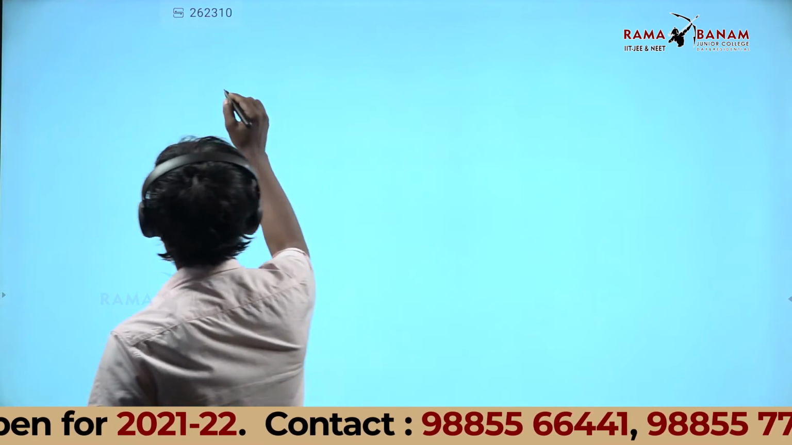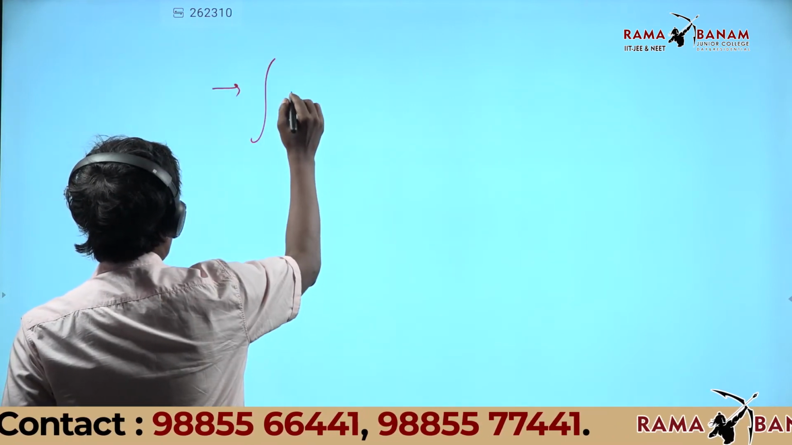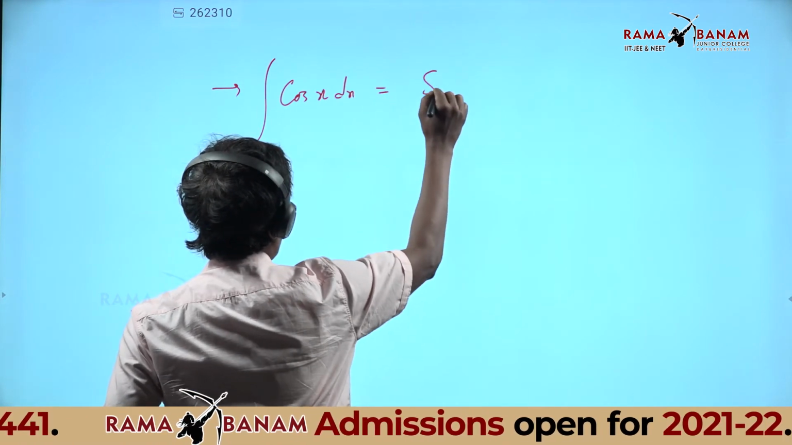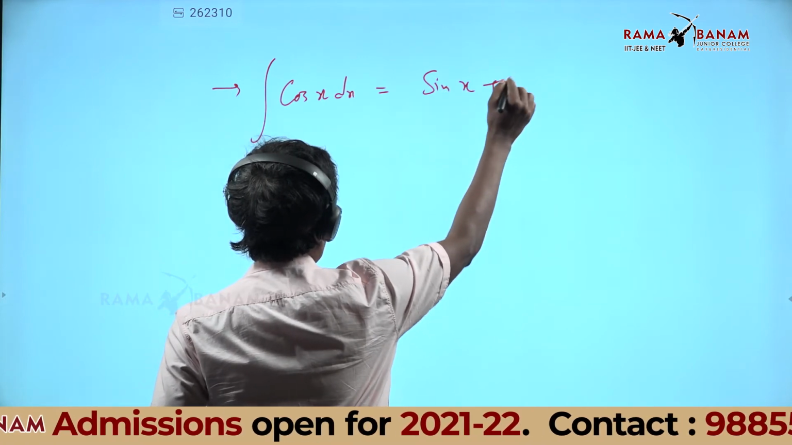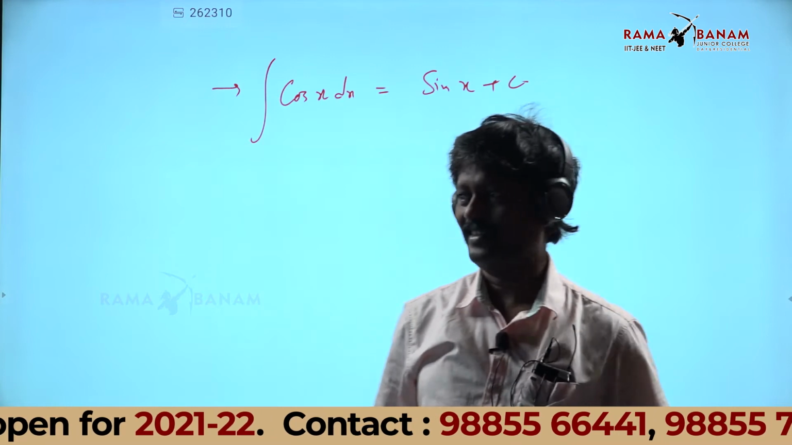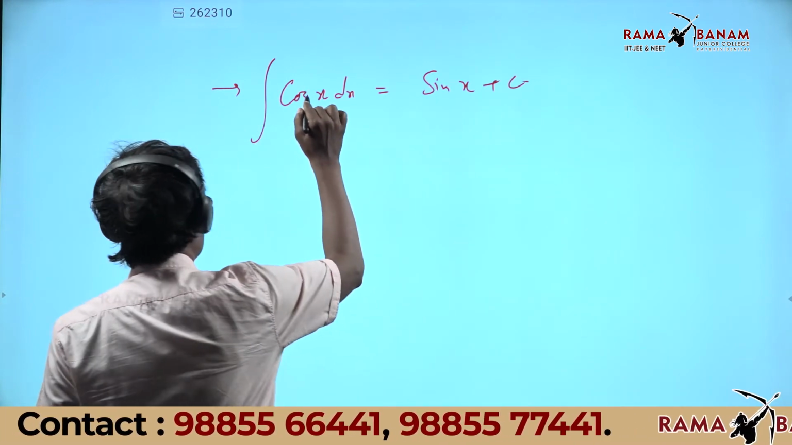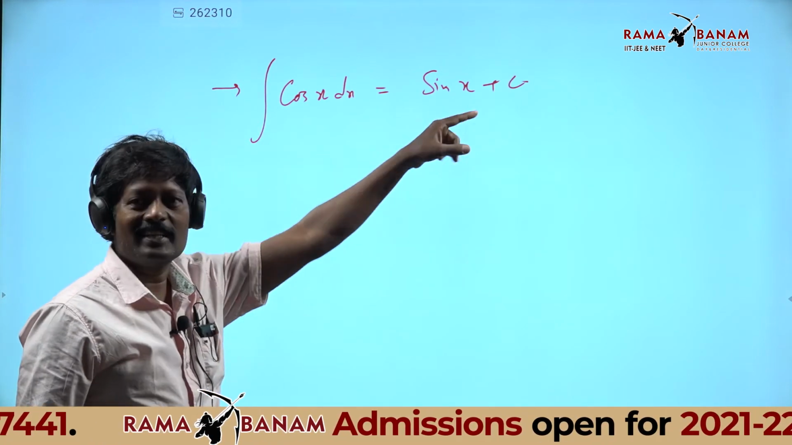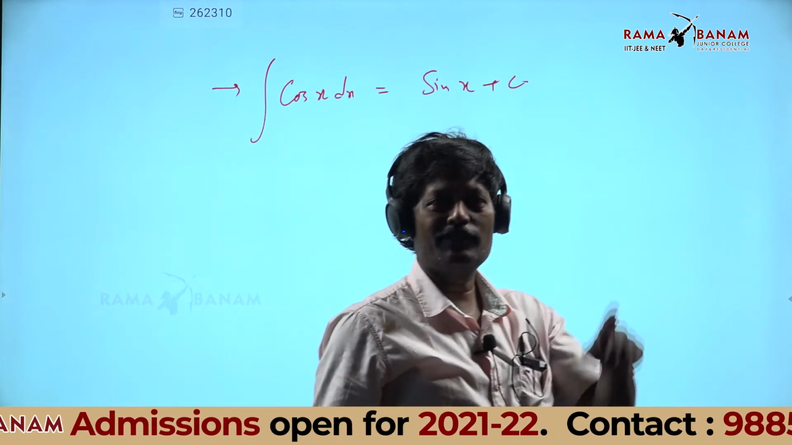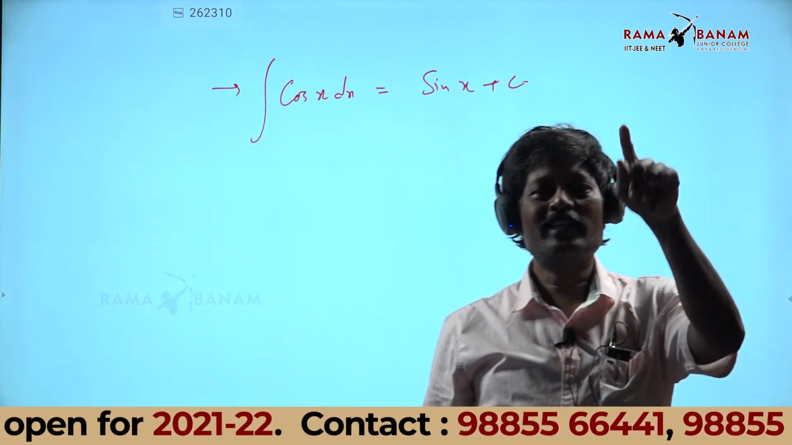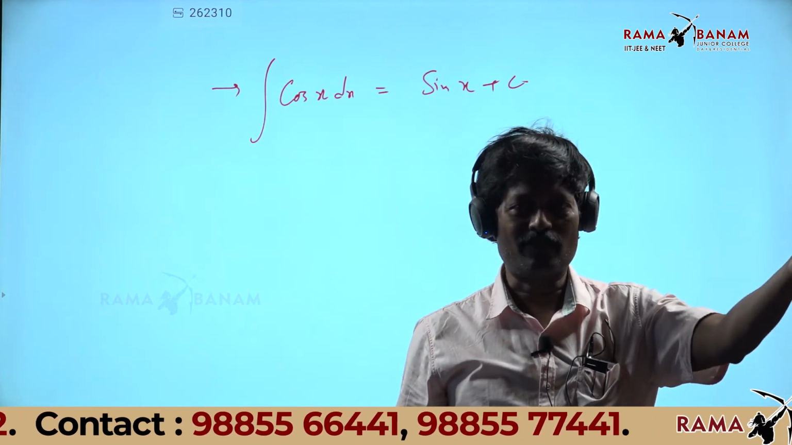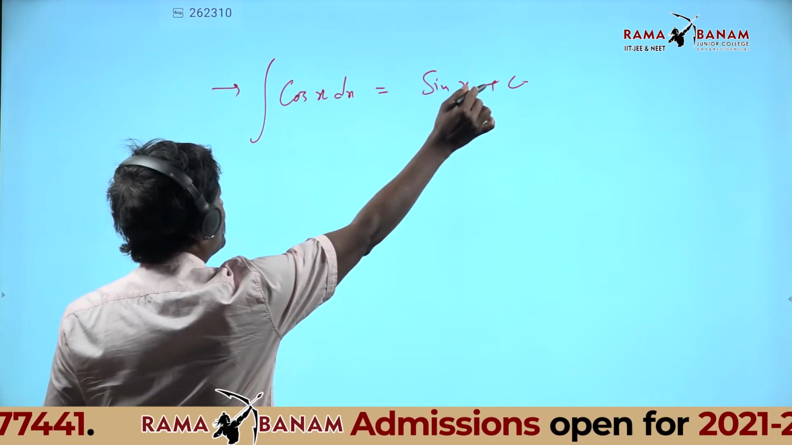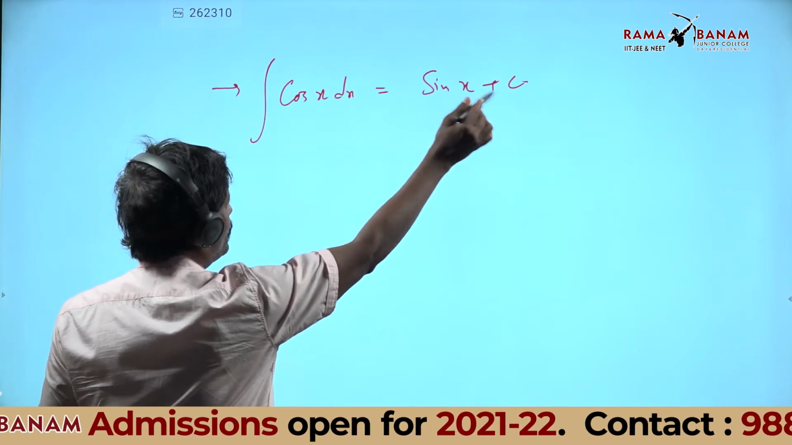One more formula, right? Integral cos x dx is sin x plus c. Actually, you should ask a question: how do you know? Cos x is the derivative of which function? Sin x. That is the answer. It is a reverse process. If you know derivatives, you will get the integral formula very easily. So you have to ask the question: cos x is the derivative of which function? Sin x. So integral cos x dx equals sin x plus c.